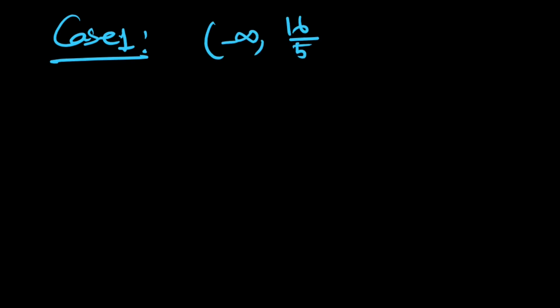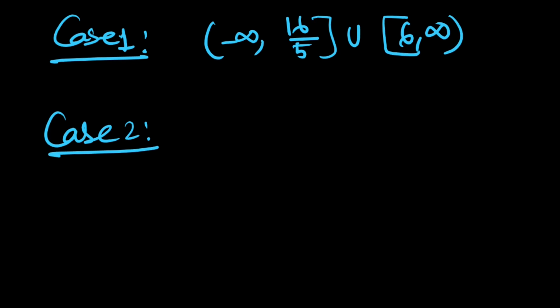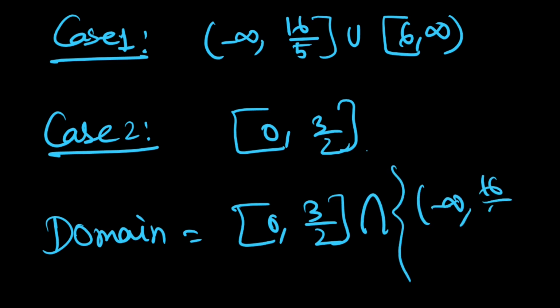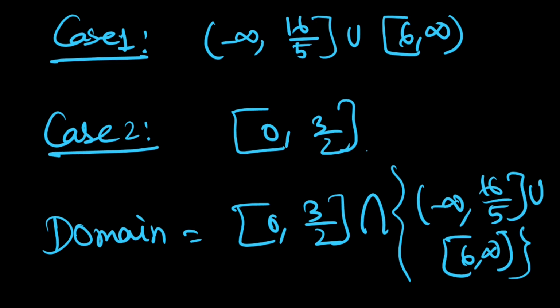First case, case 1, we got the domain is minus infinity to 16 by 5 union 6 to infinity. And second case, case 2, we got the domain is 0 to 3 by 2. So the domain of the actual function is the intersection of these two domains, minus infinity to 16 over 5 union 6 to infinity, and that is actually 0 to 3 by 2.